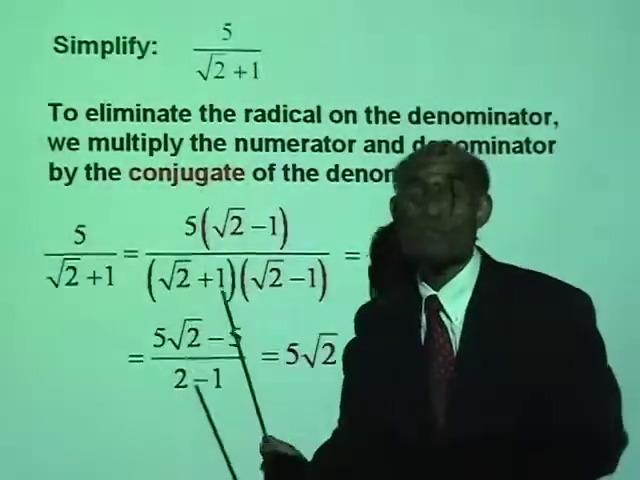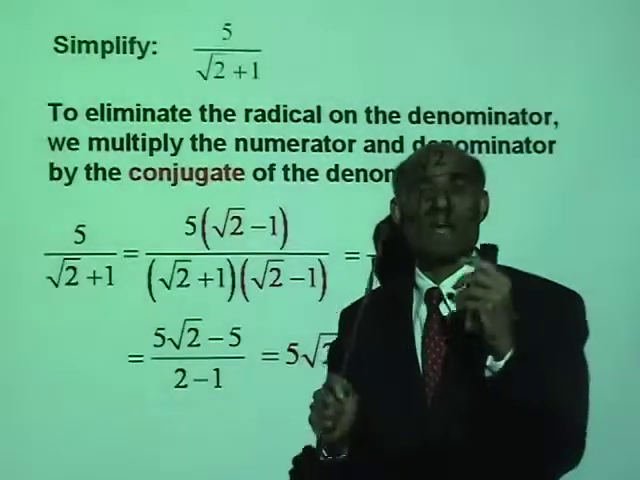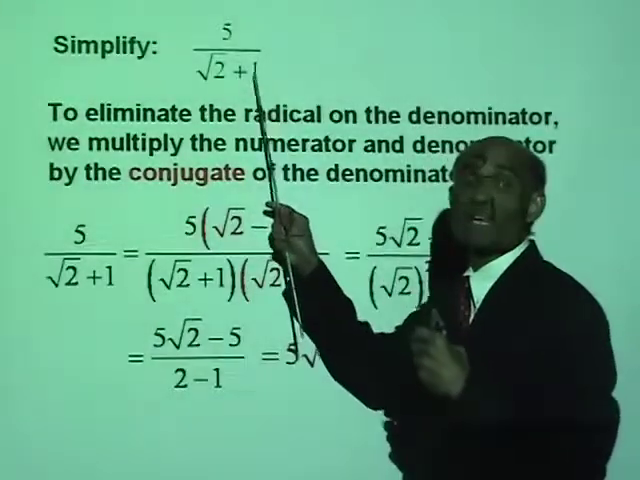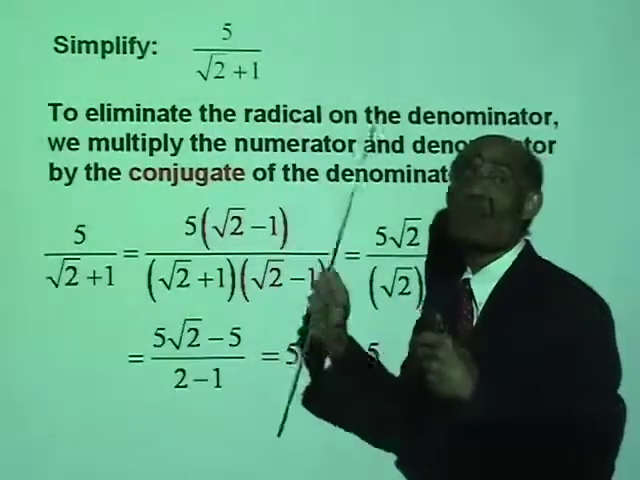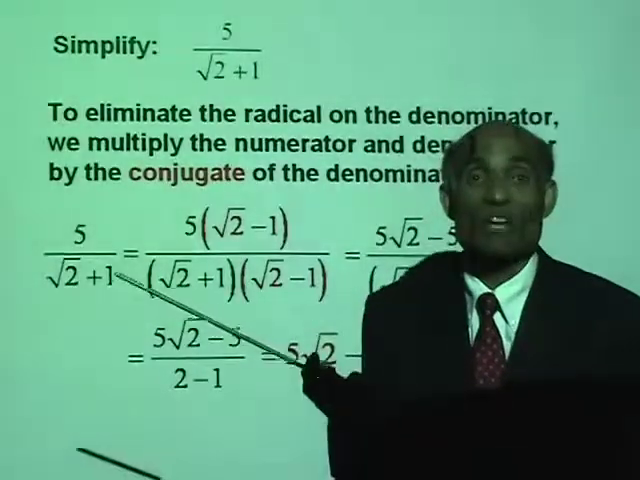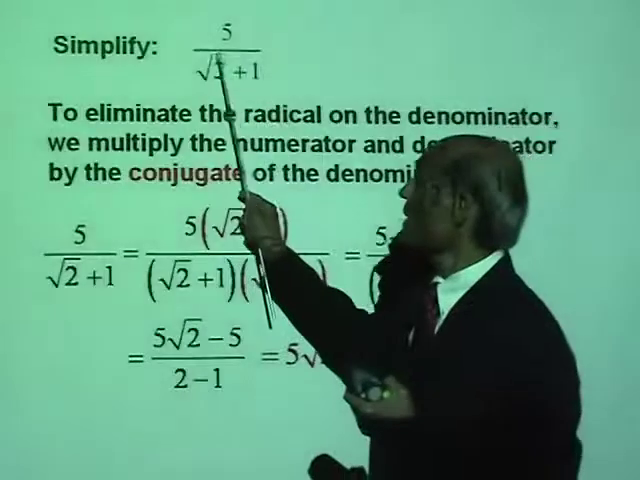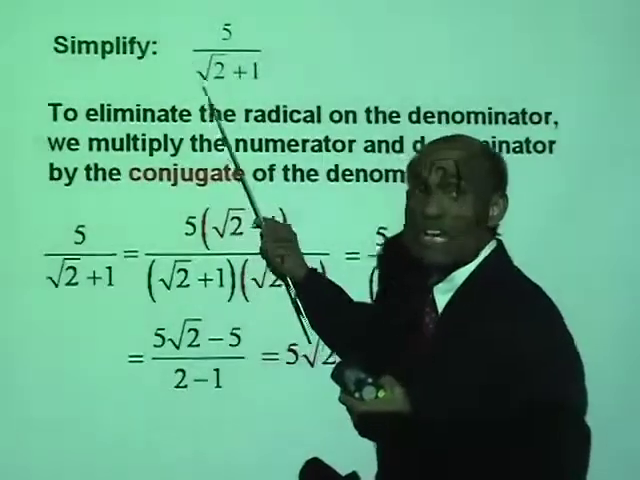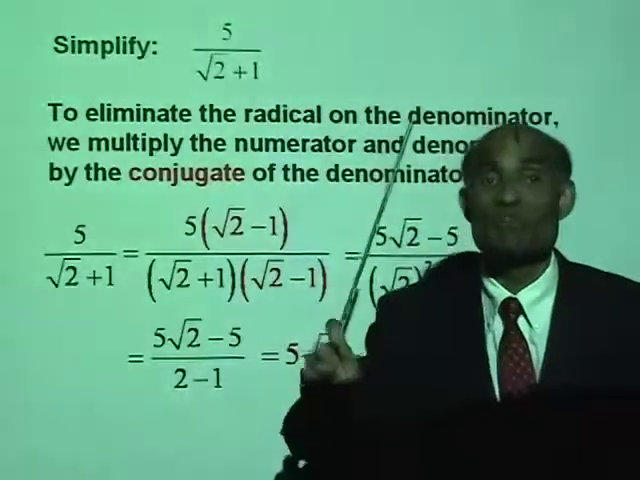Okay, I hope you understood the meaning of a conjugate and how multiplying an expression like this, numerator and denominator by the conjugate, will eliminate the radical from the denominator. And also remember, a quantity like this needs to be inside parentheses. Very, very, very important.